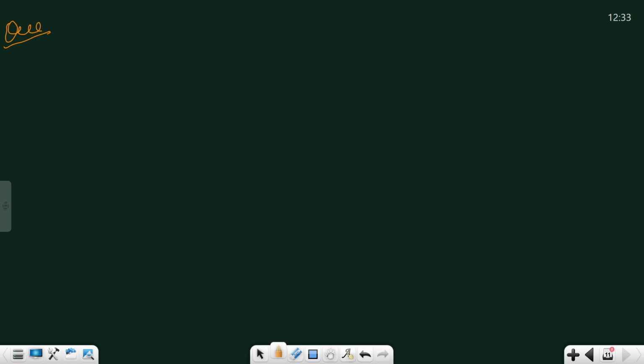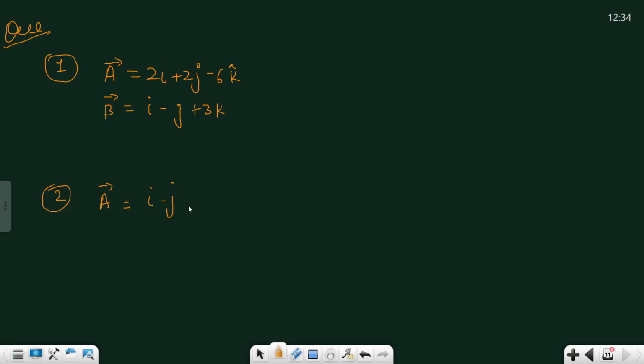आज थ्योरी ही रखेंगे, लेकिन क्वेश्चंस में कुछ ज़ीरो होमवर्क के लिए. First one is A vector 2i plus 2j minus 6k. B vector is i minus j plus 3k. Second one, A vector is i minus j plus k. B vector is 2i minus j plus 3k.